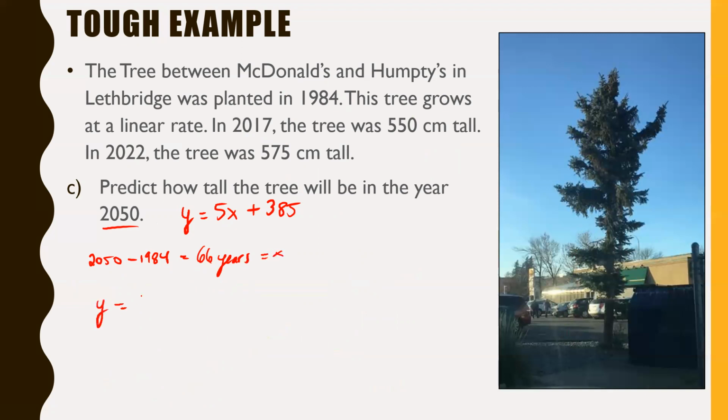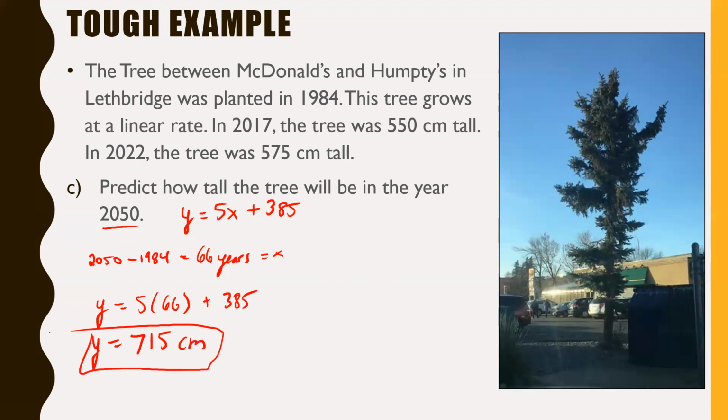So we get Y equals 5 times 66 plus 385. You can throw that right in your calculator. 5 times 66 plus 385 gives me Y equals 715. And Y is a height, so we should put that as centimeters. So 715 centimeters, that's how tall that tree will be in the distant future, 2050.